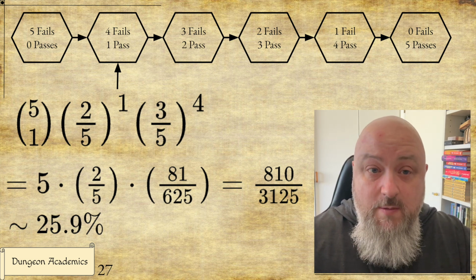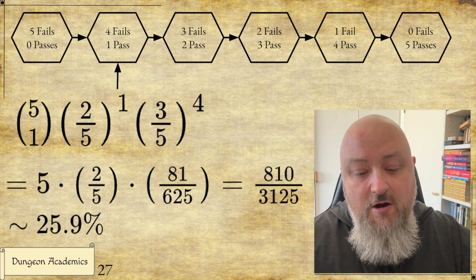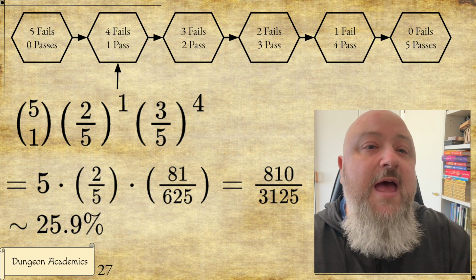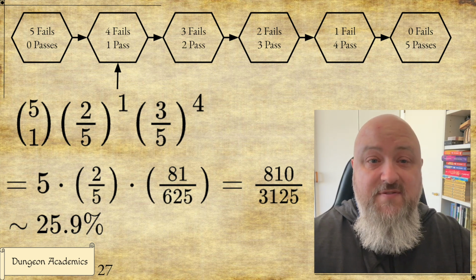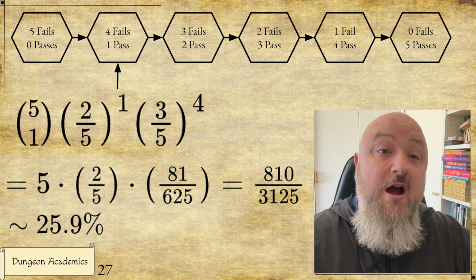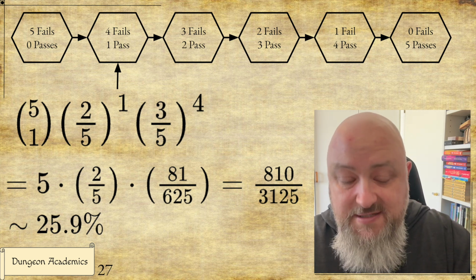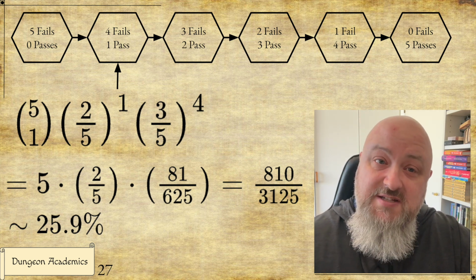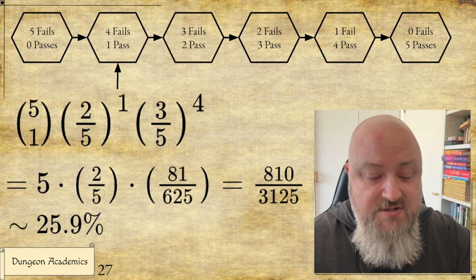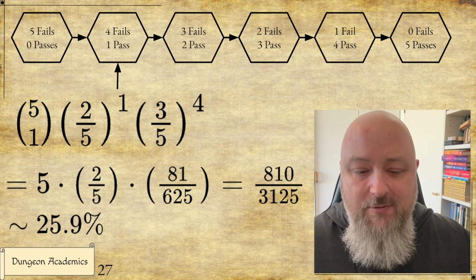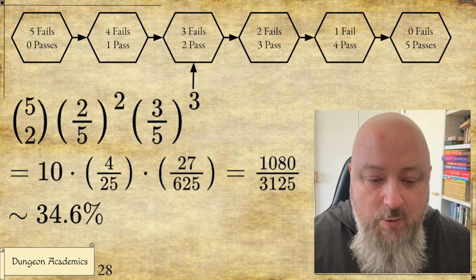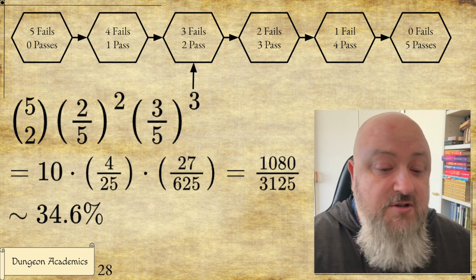The previous probability was also a fraction over 3,125, and keeping a common denominator will allow you to compare the values more easily. Either way, I've also converted this into a percentage. The probability of succeeding once and failing 4 times is 25.9%, approximately. There's some rounding there. We've done 3 failures and 2 successes before.